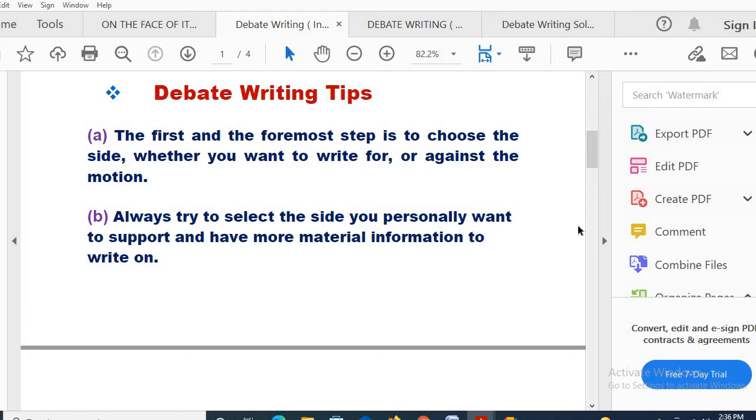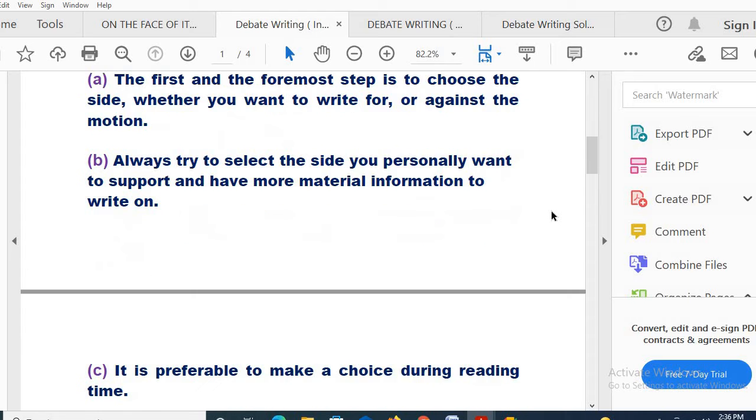But if it is mentioned in the question paper, then if you attempt debate writing, you have to follow whatever instruction is given in the question paper. Okay, that is the first step. You have to fix in your mind what exactly I am about to write, if I write for the motion or if I write against the motion.